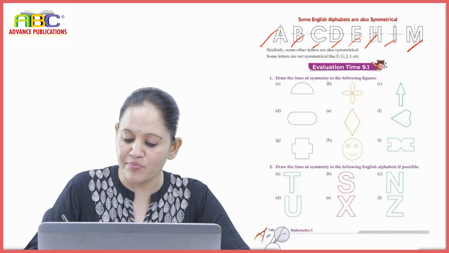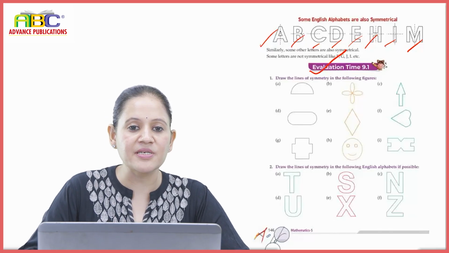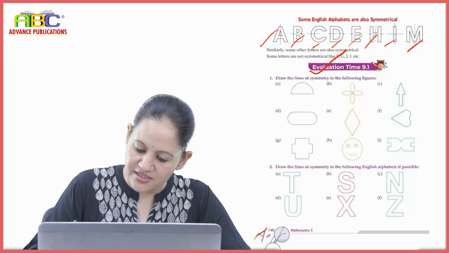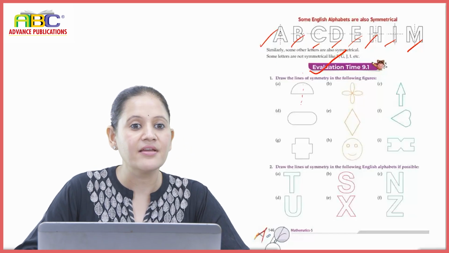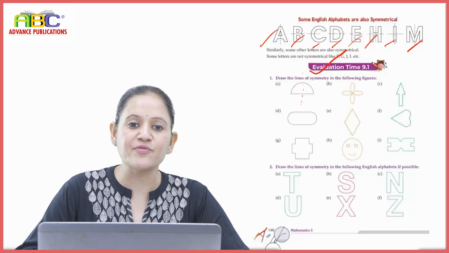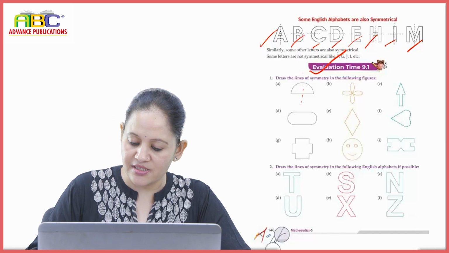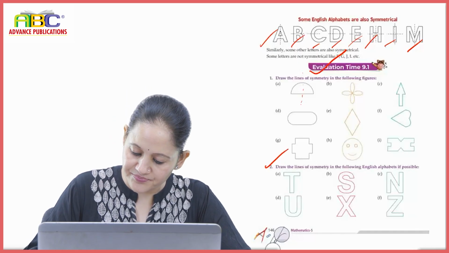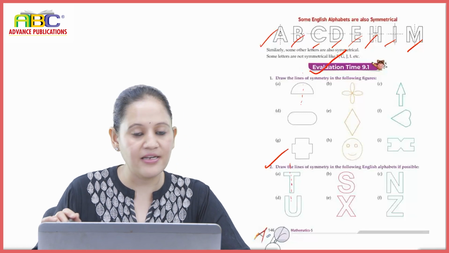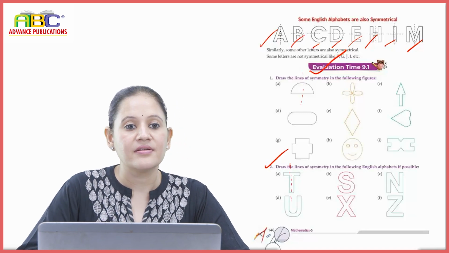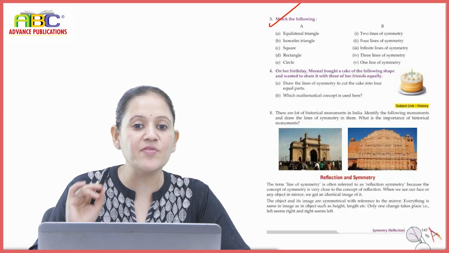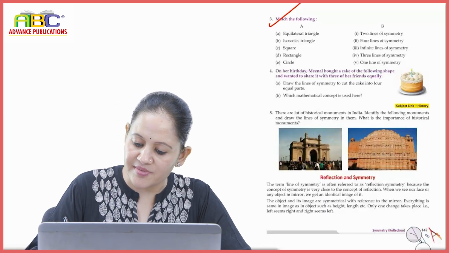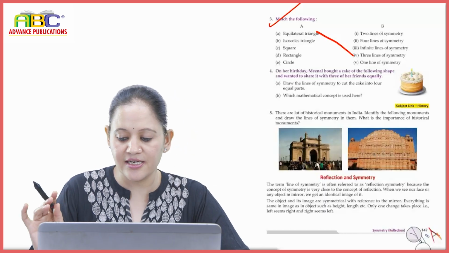Next is Evaluation Time 9.1. Draw the line of symmetry for the following figures. So in the given figure, like this, you can draw the line of symmetry. Clear? Next, draw the line of symmetry for the following English alphabets if possible. So in letter T, you can see this is the vertical line of symmetry. Clear? Next, match the following. An equilateral triangle has three lines of symmetry. So like this, you have to match. Clear?